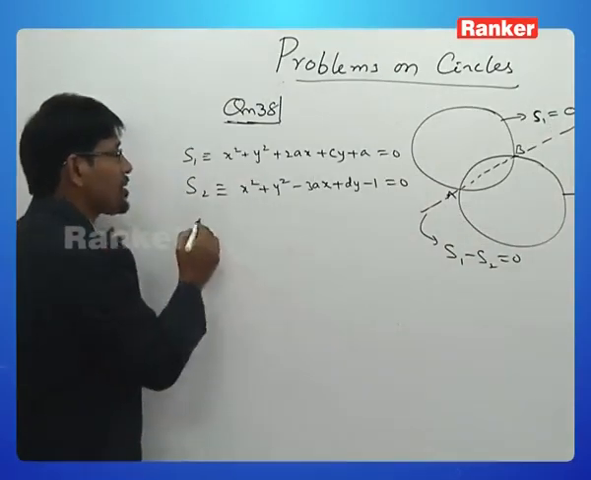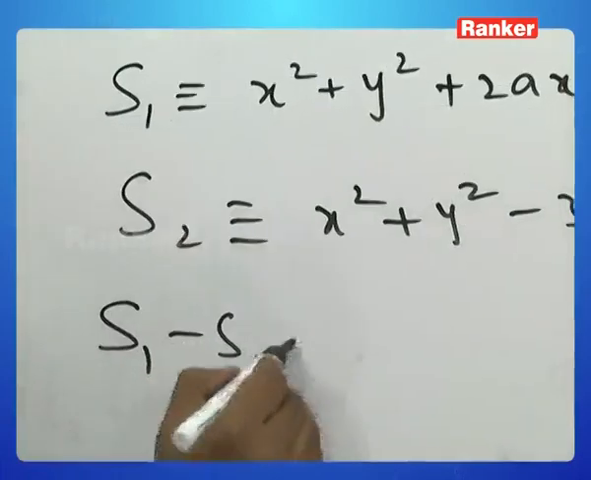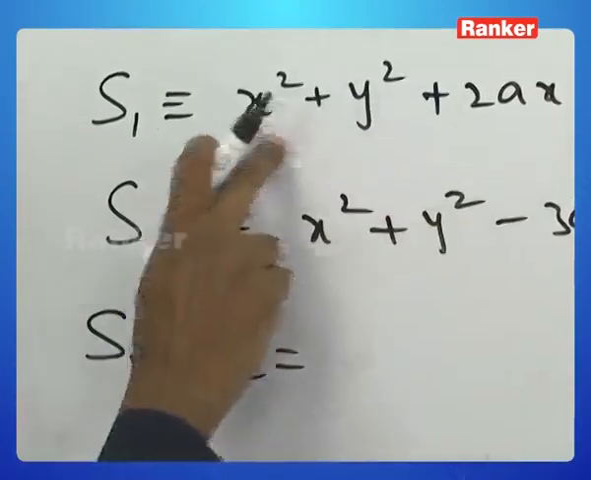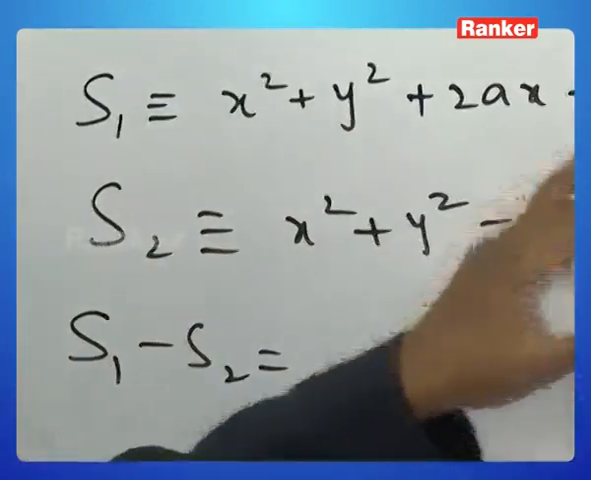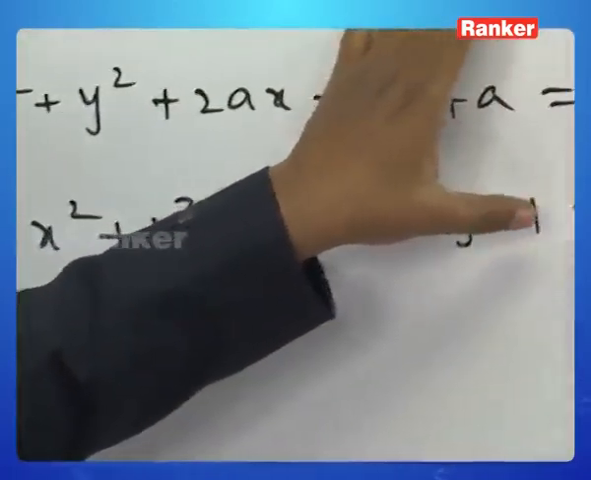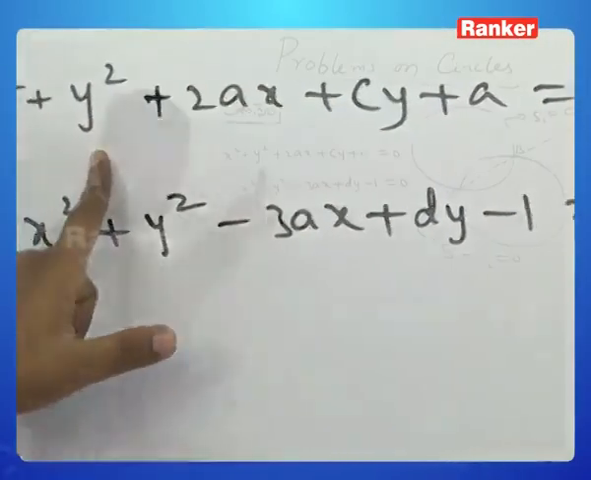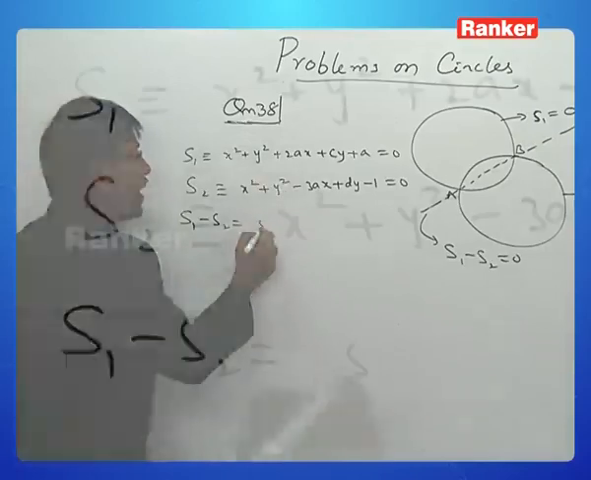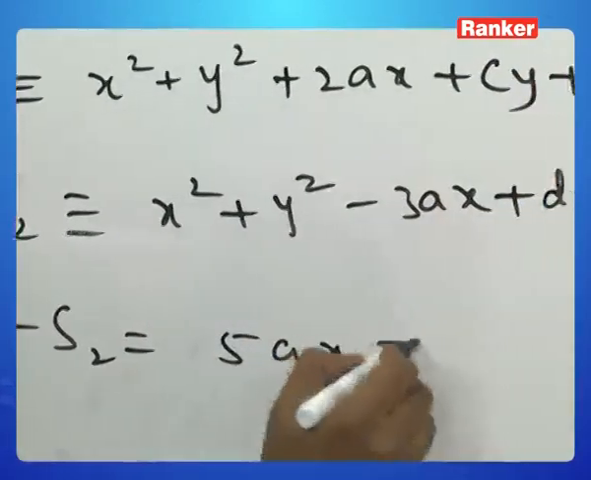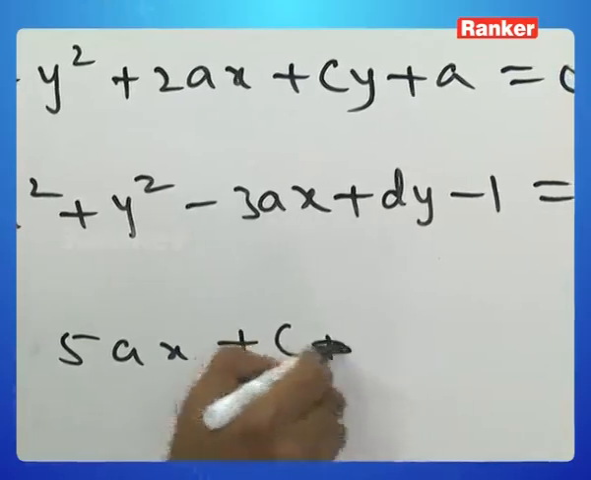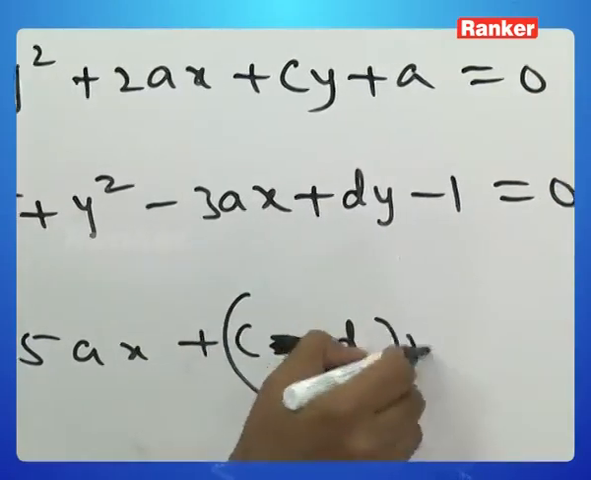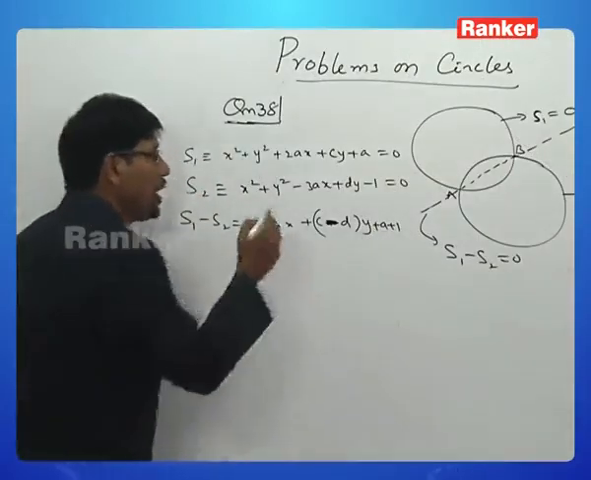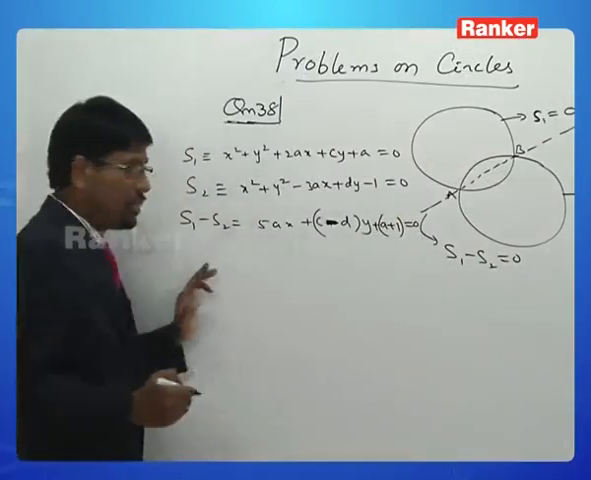Now, what is the common chord for this? S1 minus S2 is the common chord. Subtracting, when we are doing that, we have to first check whether they are in the standard form or not. Clearly, the equations are given in the standard form, in the sense that the coefficient of x square and y square are given to be 1s there. So subtract one from the other. What do we have? 5ax plus c minus d into y plus a plus 1. That is S1 minus S2. That equated to 0 is the common chord.